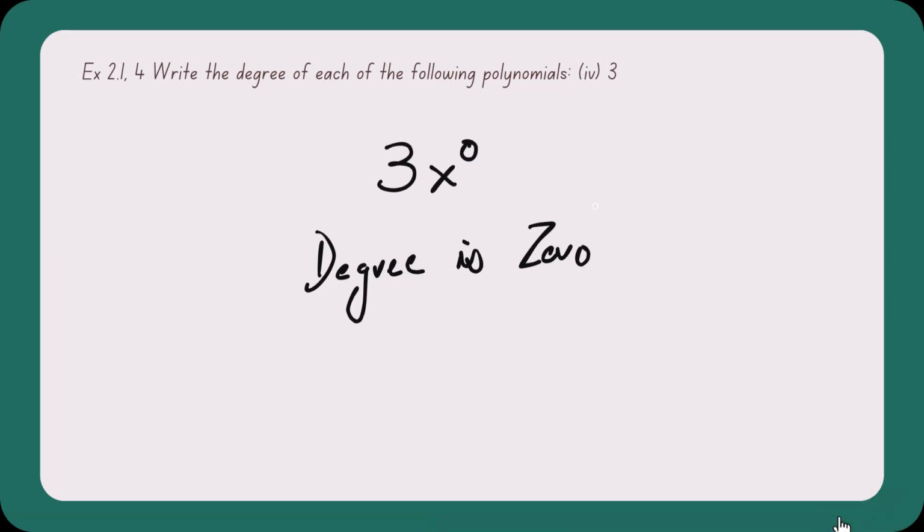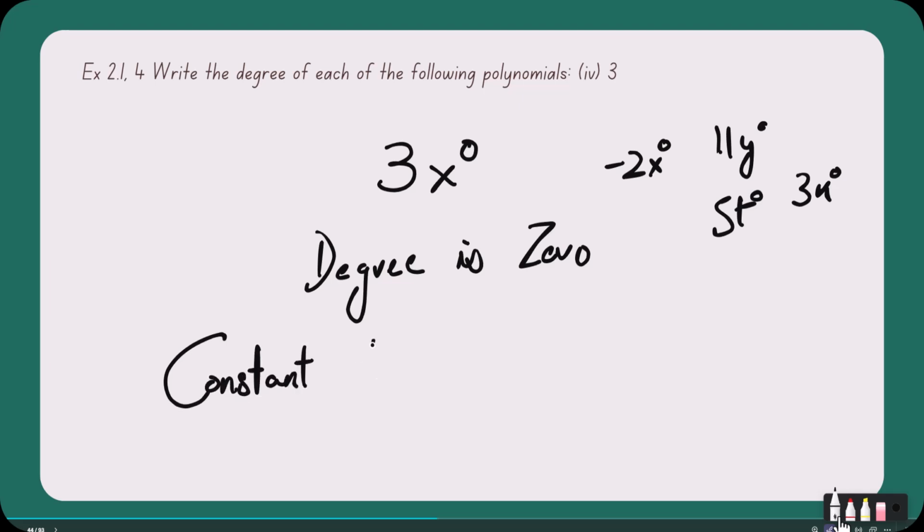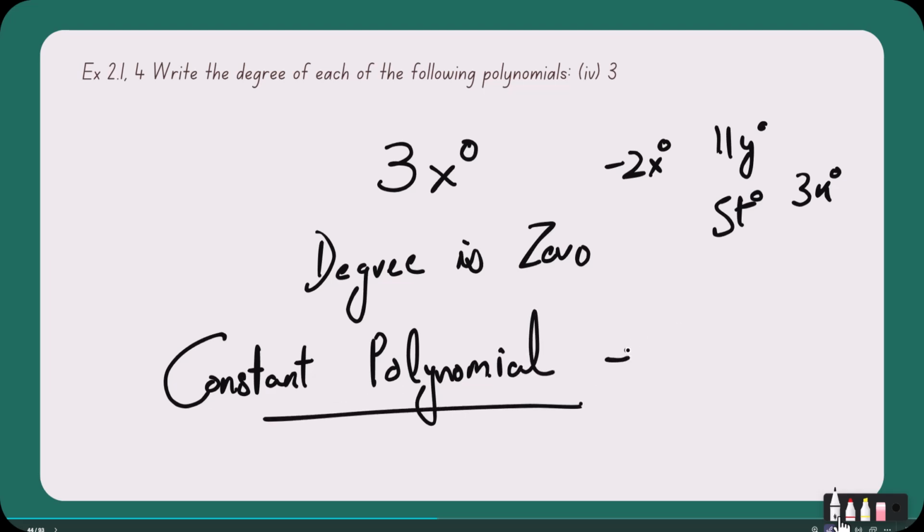Let's say we have just constants, right? 11, 5, 3, minus 2, right? All of these can be written as x raised to 0, y raised to 0, t raised to 0, k raised to 0, right? So what do we call them? We call them constant polynomial. What is it called? Constant polynomial. So we have discussed linear polynomial when the degree is 1, quadratic when the degree is 2, and cubic when the degree is 3, right? So for constant polynomial, the degree is what? The degree is 0. Okay, easy.